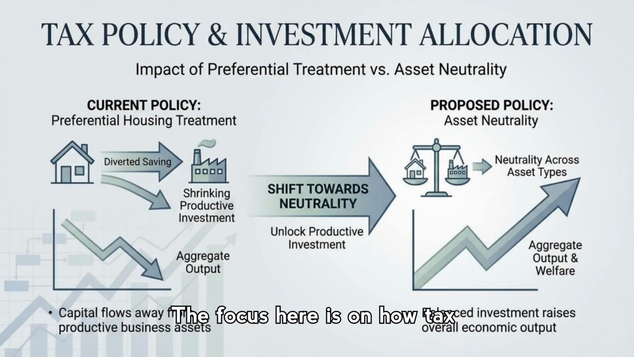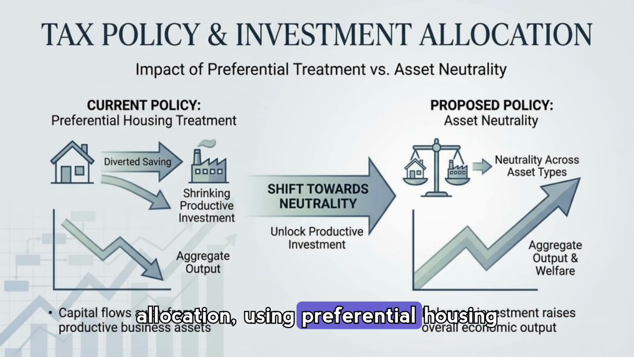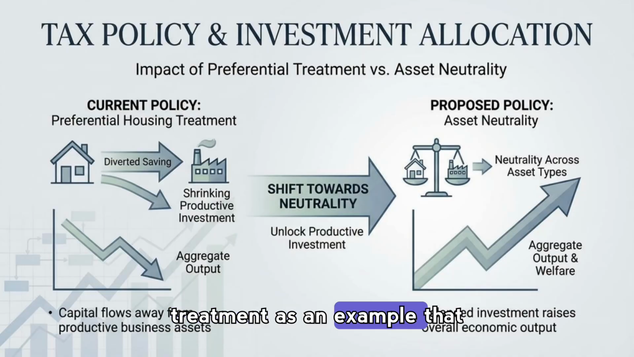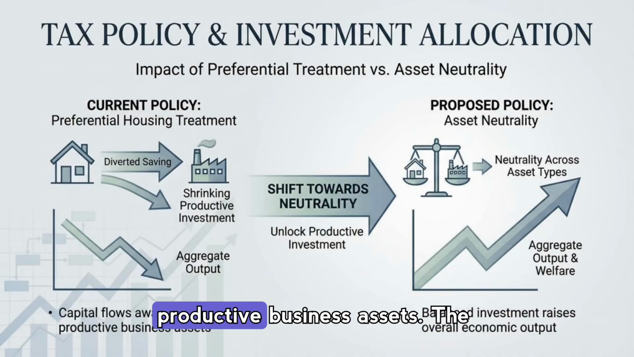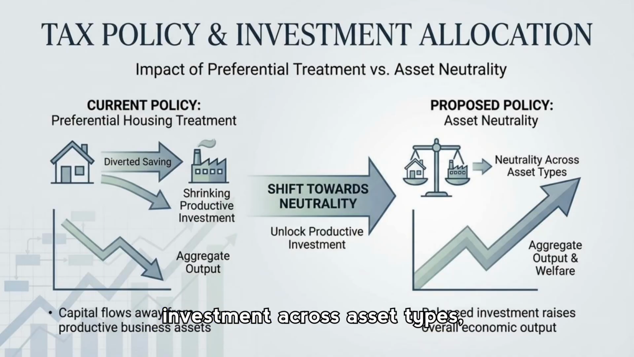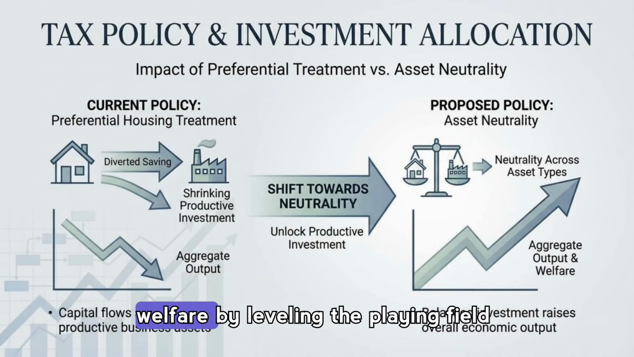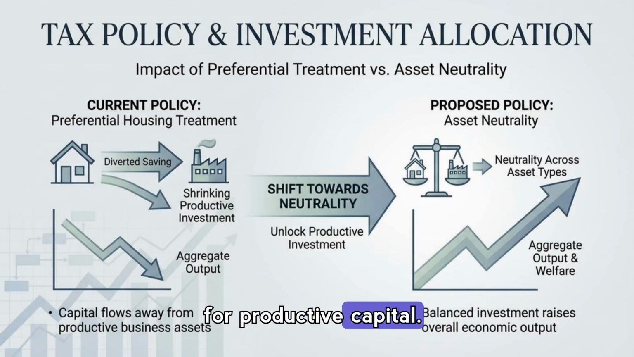The focus here is on how tax preferences skew investment allocation, using preferential housing treatment as an example that diverts savings away from productive business assets. The proposed shift toward asset neutrality aims to unlock balanced investment across asset types, boosting aggregate output and welfare by leveling the playing field for productive capital.